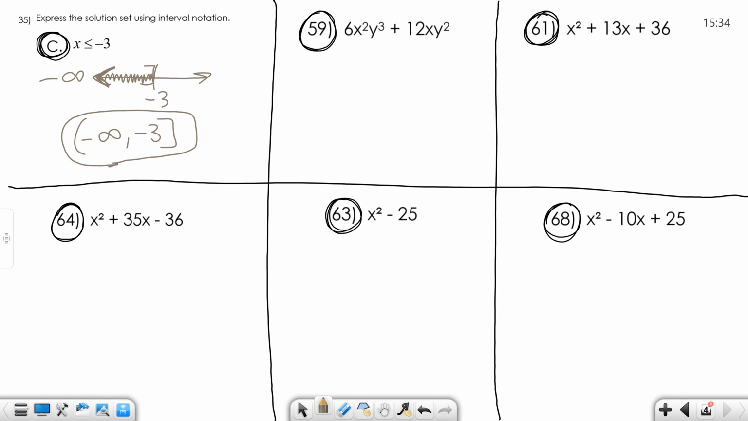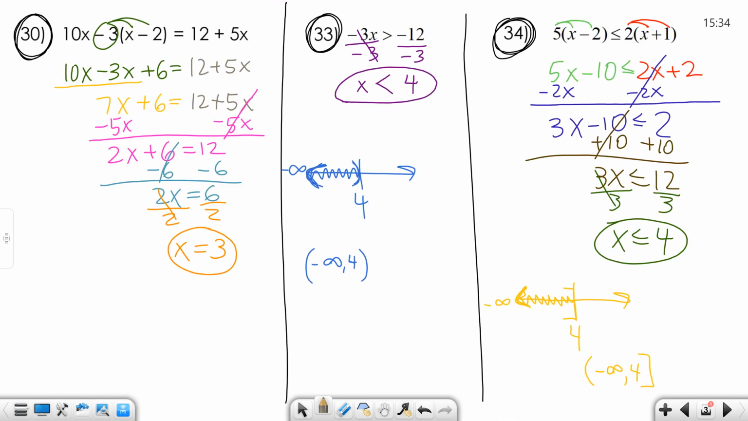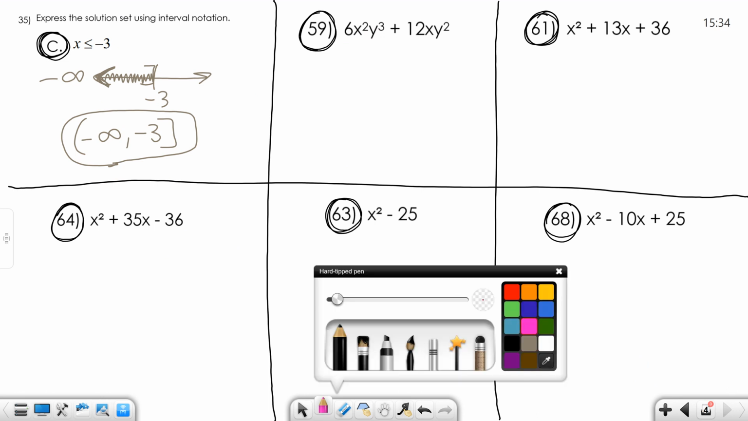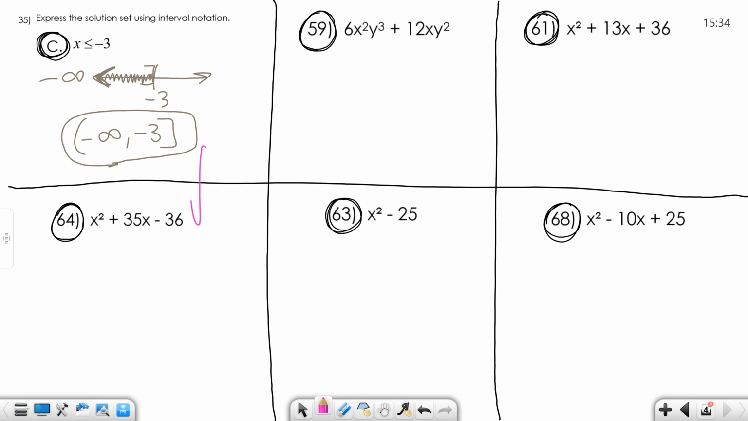Okay, I'm just going to look back and make sure we did these two properly. Yep, negative infinity to 4 with a parenthesis on that one and a bracket on that one. They're right. It looks like I went across the top this time instead of down, so we'll go to 59 next. On the other pages I went this way and then up here, but on this one I go across here and then back over here. So let's fix that here.